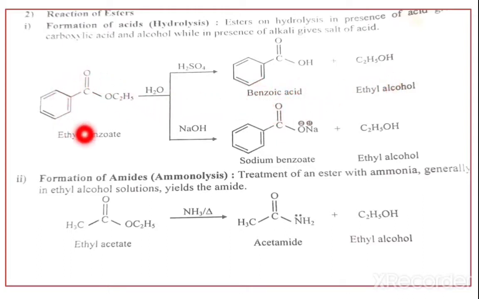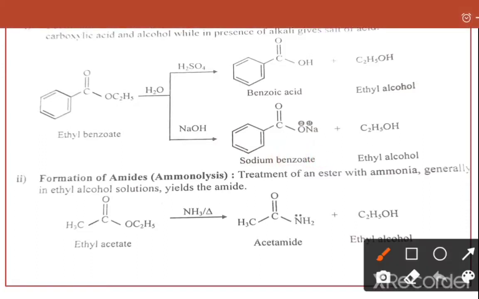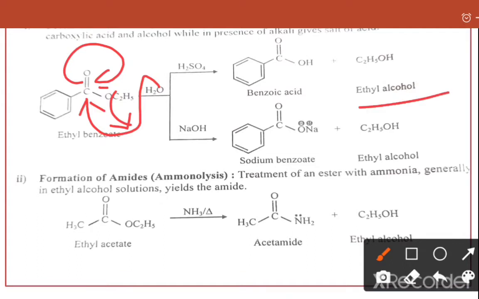And when this ester undergoes hydrolysis in the presence of alkali, we get the salt of the acid, that means sodium benzoate. If you see the mechanism, in the first case, when the ester undergoes hydrolysis with H2O, the OH minus ion will attack the carbonyl carbon. Then there is departure of ethanol, OC2H5, ethyl alcohol, and the final product is benzoic acid. That means when the ester, ethyl benzoate, is treated with acid, H2SO4, we get benzoic acid.